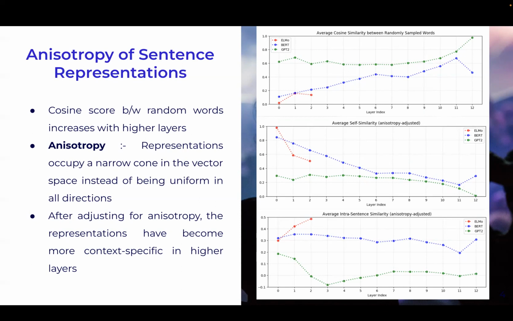Have you understood the definition of this intra-sentence similarity, or can I explain it once more? Yeah, from what I understood, it's the average of the entire sentence compared to each of the embeddings of the single words, right? Yes, correct.